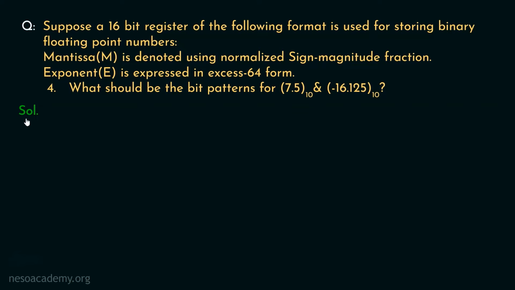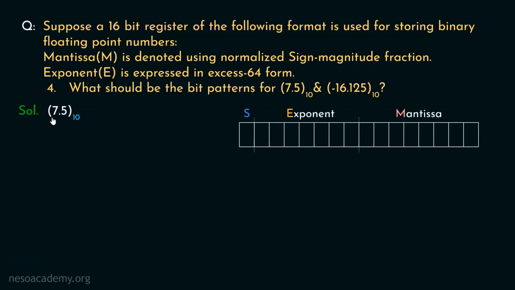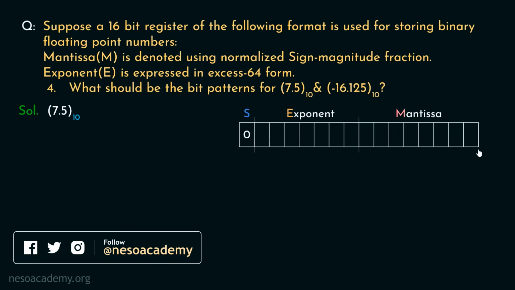So let's try to solve it. Let's take the first value, 7.5. It is a positive number, right? Therefore, in the sign bit's place, we are going to place 0 only. Now let's try to figure out the rest of the bits, shall we?